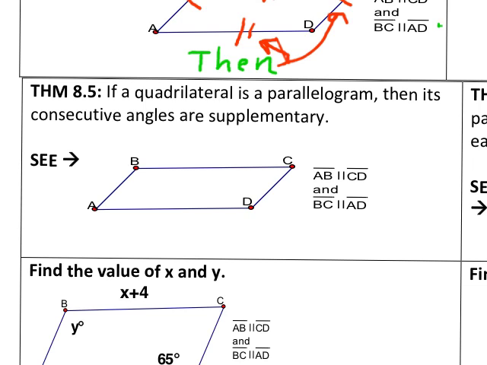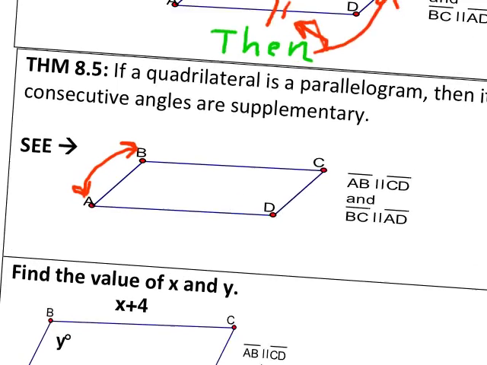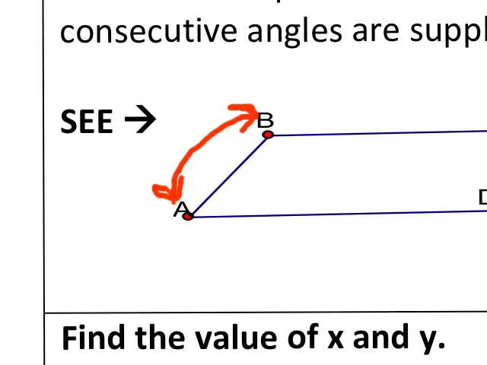Next, Theorem 8.5 as we move down the worksheet of fun. If a quadrilateral is a parallelogram, then its consecutive angles are supplementary. This is an important one. Consecutive angles are supplementary. First of all, consecutive angles are right next to each other. So A and B are consecutive. Let me see if I can write that small on this thing. These are consecutive, those are consecutive angles, A and B.